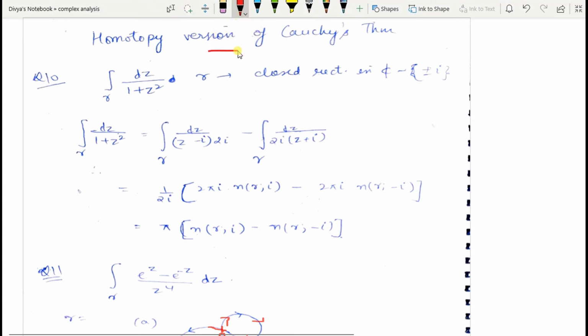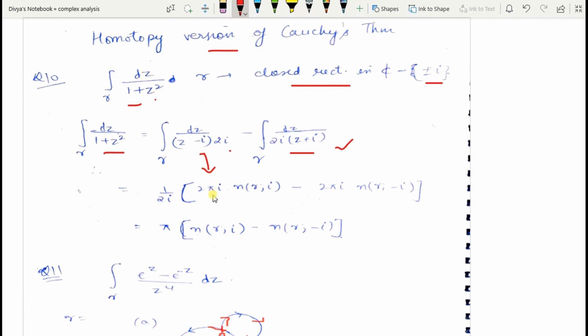So next is this section, the homotopy version of Cauchy's theorem. Question number 10: we have to find the integration over gamma of dz upon z squared plus 1, where gamma is a closed rectifiable curve in C minus plus or minus i. That means plus or minus i is not contained in the domain. Now, this integration can be written using the partial fractions, 1 upon 2i times 1 upon z minus i, minus 1 upon z plus i.